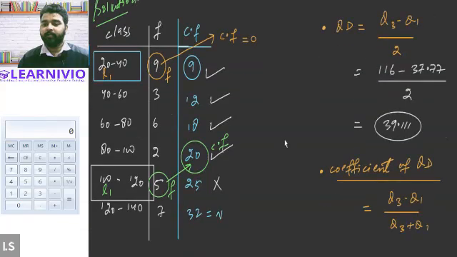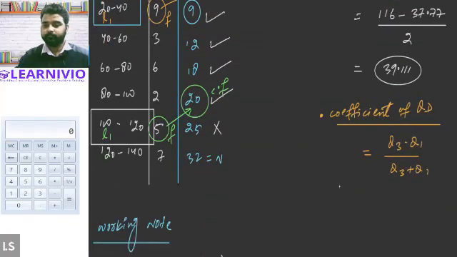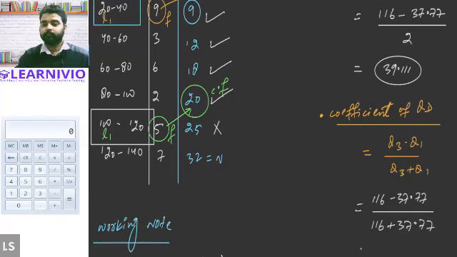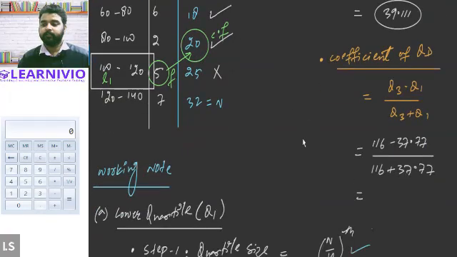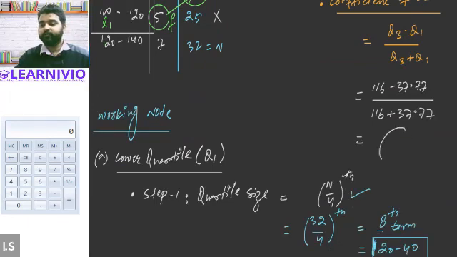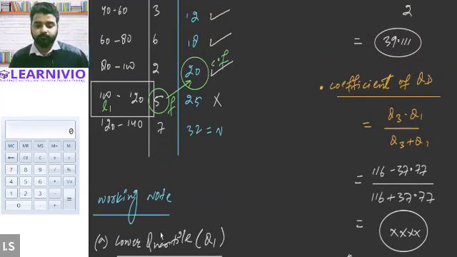Right? And for calculating the coefficient of quartile deviation, we will apply this formula: 116 minus 37.77, divided by 116 plus 37.77. Whatever the answer is, it will be our coefficient of quartile deviation. Right, Alexander, any doubts? No doubt. Perfect, very good.